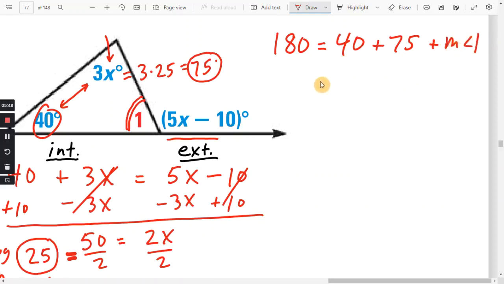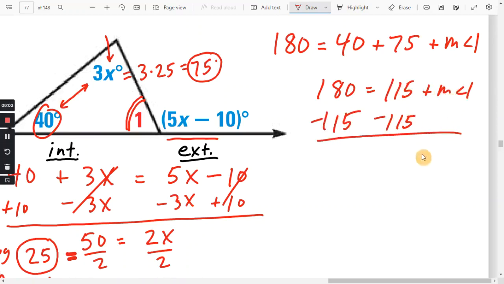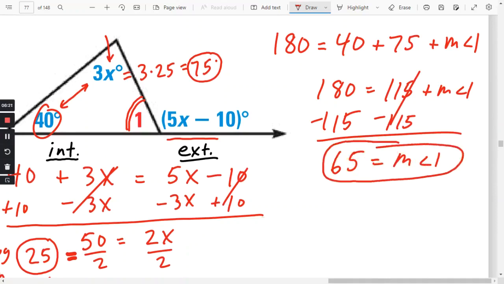Okay, 40 plus 75. We have 180 equals 40 plus 75 is 115. And subtracting 115 from both sides. All right, it's the same as solving for x. Cancels here, and this is going to be 65. That equals the measure of angle 1. If you want to double check, 65 plus 75 is 140, plus 40 is 180. So it checks out.